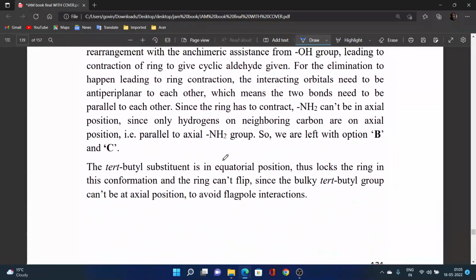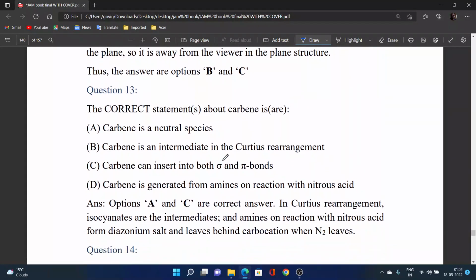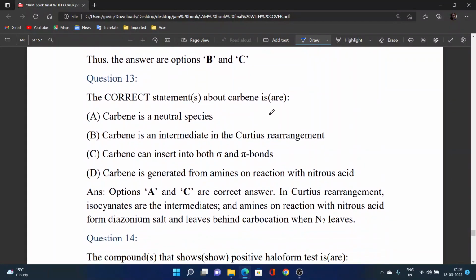Moving on to the next question, question number 13. The correct statement about carbene is or are. So it is multiple choice, it can have more than one correct answer. Carbene is a neutral species. Of course, carbene is a neutral species. It is electron deficient, but it is still neutral.